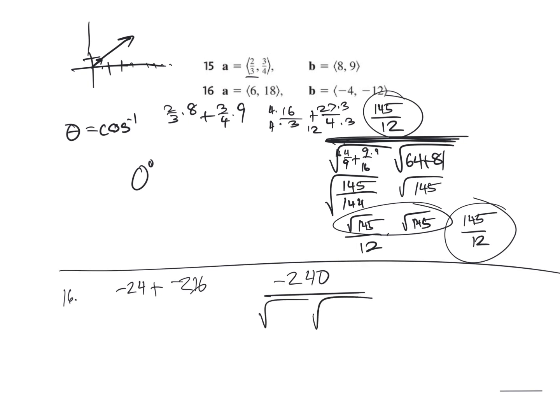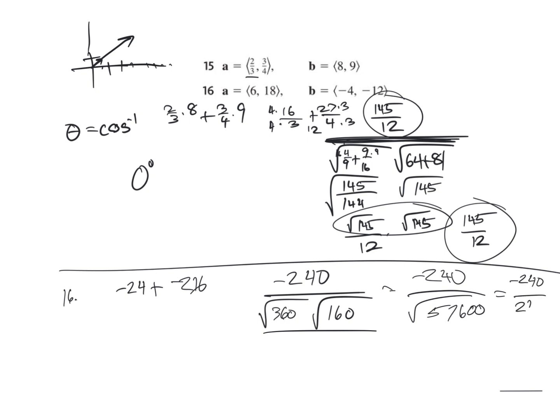Now you need your magnitudes. So 36 plus 324 is 360. And the magnitude of the 4 and the 12, 16 and 144, is 160. So 360 times 160, you're multiplying those two together. Negative 240 over the square root of 57600. Well, I'll take the square root of that, get 240. So negative 240 over 240 is negative 1. So the arc cosine of negative 1 gives you 180 degrees. So they are in opposite directions of each other.